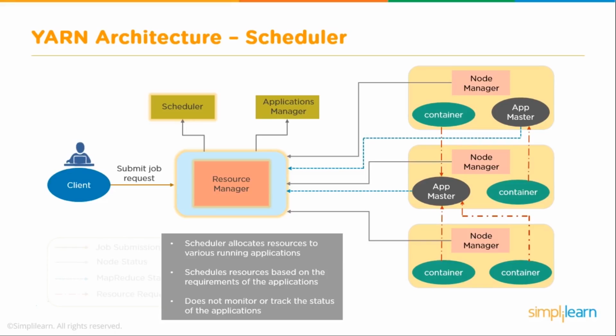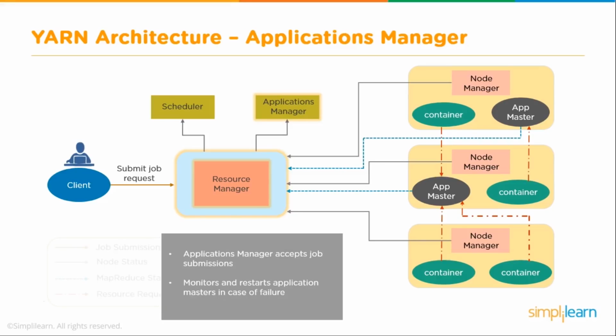It does not monitor or track the status of applications. Its only work is to allocate resources and make sure that those resources are available for the applications. Now what does the applications manager do? It accepts the job submissions. So whenever there is a job submission, whenever there is an application which needs to be run, that request is handled by the applications manager. And in case there is a failure of an application, probably there were not enough resources, probably the node failed, probably there was a connectivity issue, probably a machine was overloaded, in that case, it is the work of the applications manager to monitor and restart the application master.